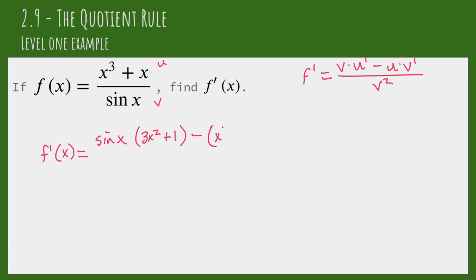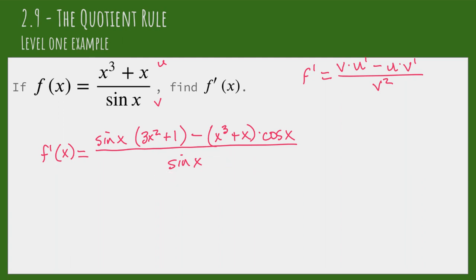So high is going to be the top, x cubed plus x, no derivative there. D low, so derivative of sine is going to be cosine. And then over the square of what's below. So the bottom is sine of x, no derivative, but we are going to take sine of x and square it. You can write it like that.